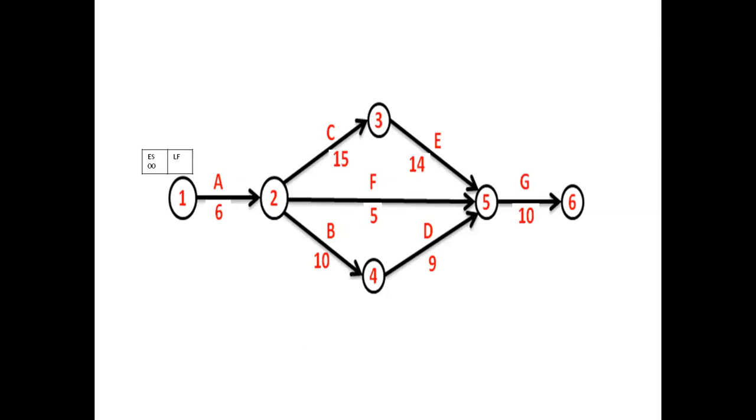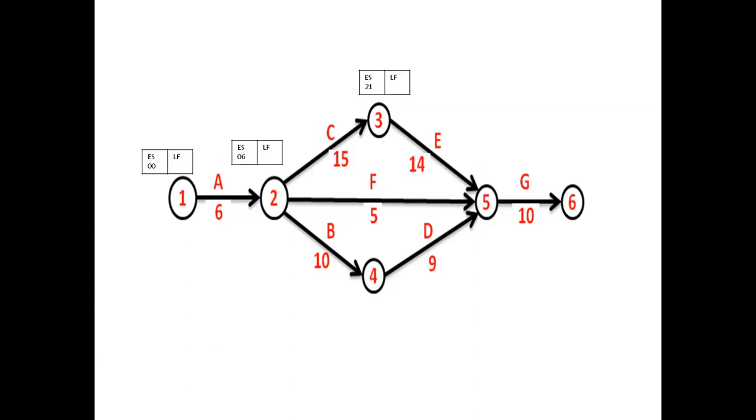Then the activity 1 to 2 starts on the 0th period. So that is why the earliest start time for activity 1 to 2 is taken as 0, 0. Then for 2 to 4 for B, and 2 to 3 and 2 to 5, all these three activities are concurrent activities which have the second event as the start event, and the earliest start time for that is 6.